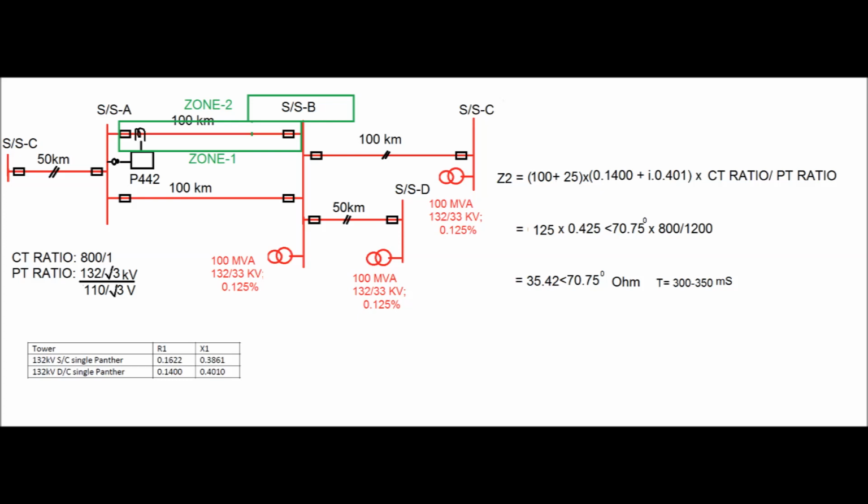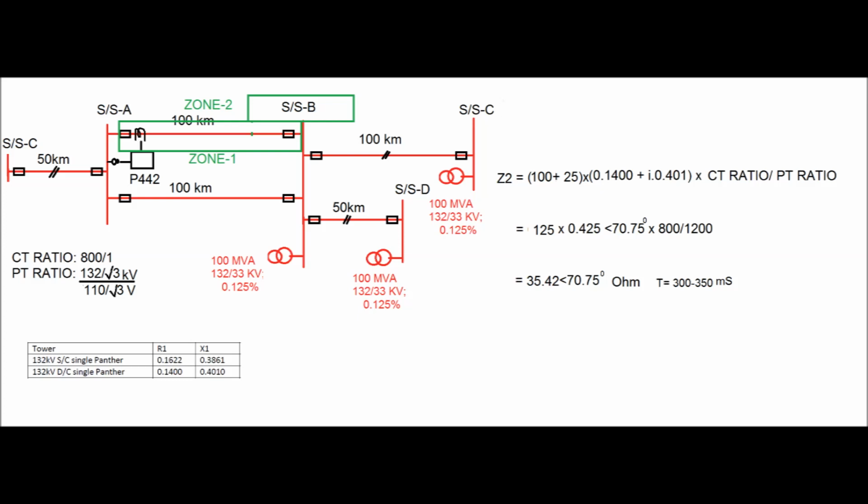That is 100 plus 25 into impedance per kilometer, that is 0.14 plus j 0.401, into CT ratio by PT ratio, that is equal to 125 into 0.425 at an angle of 70.75 degree into 800 by 1200, which is equal to 35.42 ohm, and time is set as 300 to 350 millisecond.